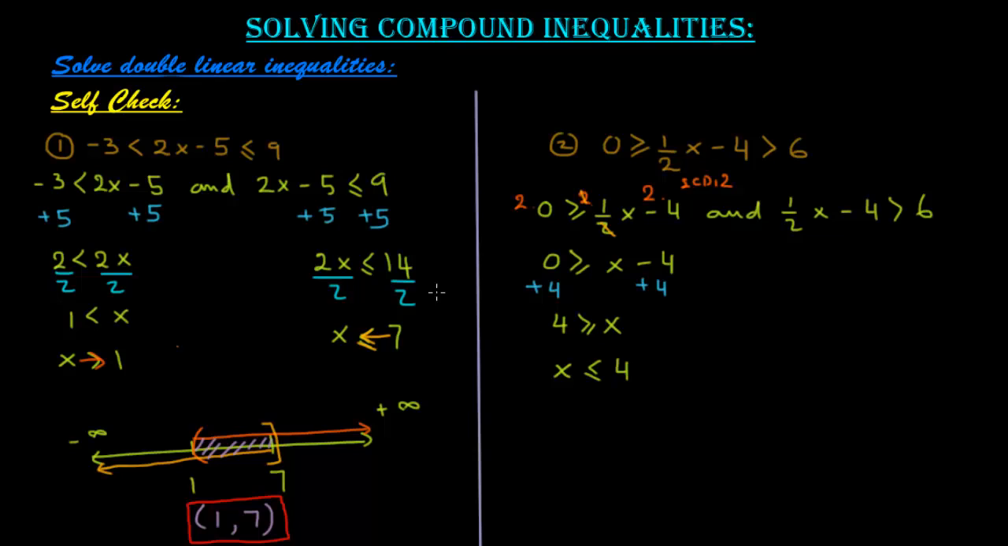Now on the right side, we're gonna do the same thing. So the LCD is 2 because we have only one denominator, which is 2. So multiply everything by 2. So this cancels out with that 2. So give me x minus 8 greater than positive 12. Then we isolate the x, add 8 on both sides. So x greater than 20. Now we're gonna graph this one.